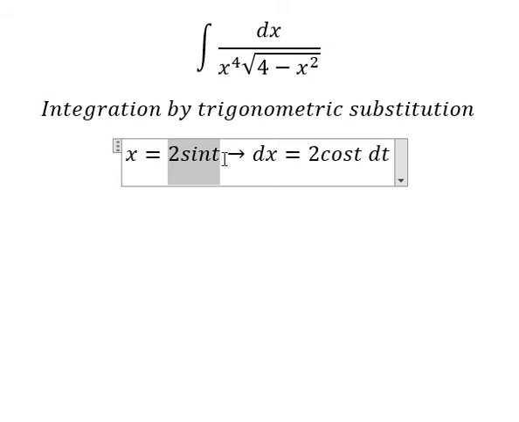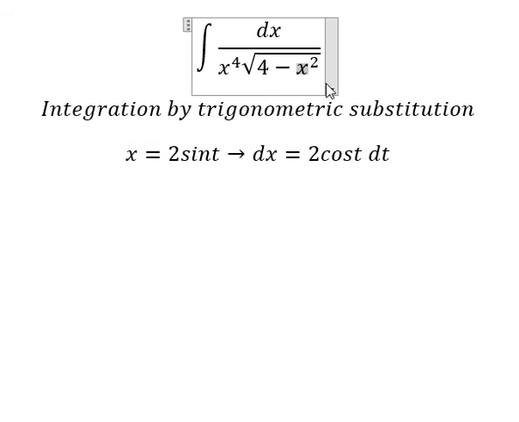So why do I need to choose this one? Because if I put this one here, we have 4 sine t square. Number 4, we can factor out. 1 minus sine t square, we change to cosine t square, and after that we simplify the square root and ds.